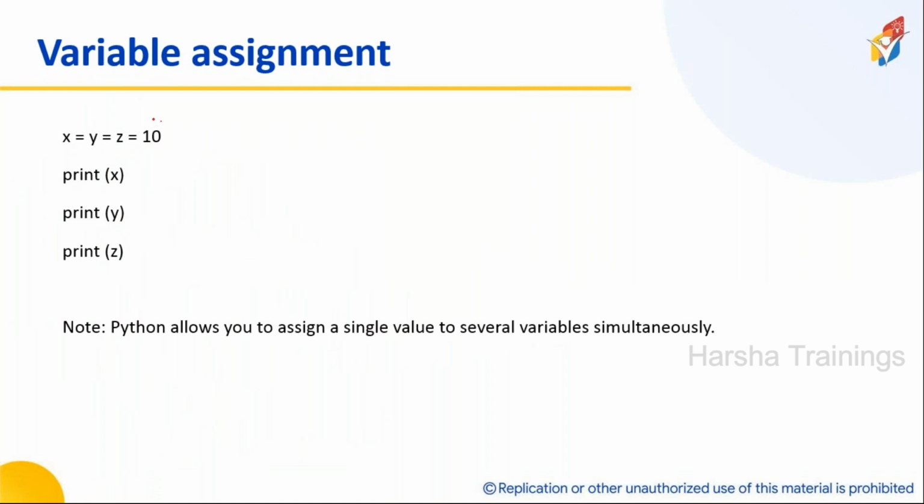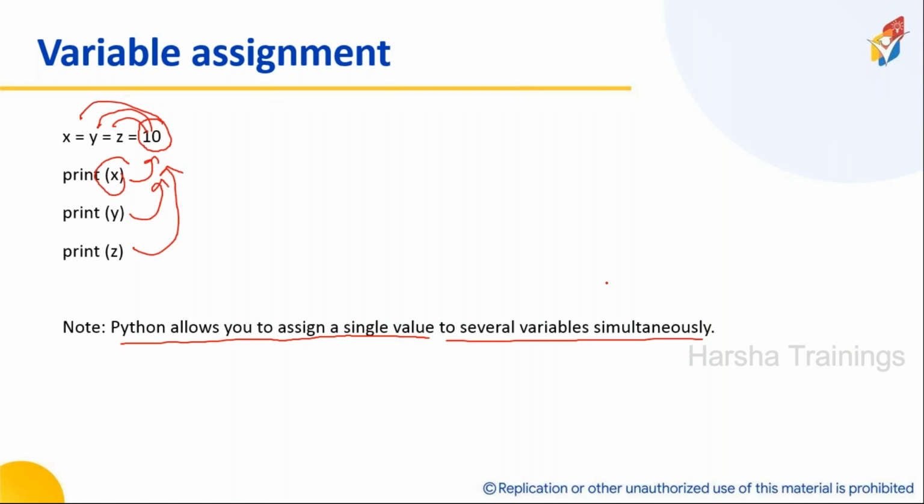Now I can assign a single value to multiple variables. Now x will get 10, y will get 10, and z will get 10. Python allows us to assign a single value to several variables simultaneously. This is case 1.